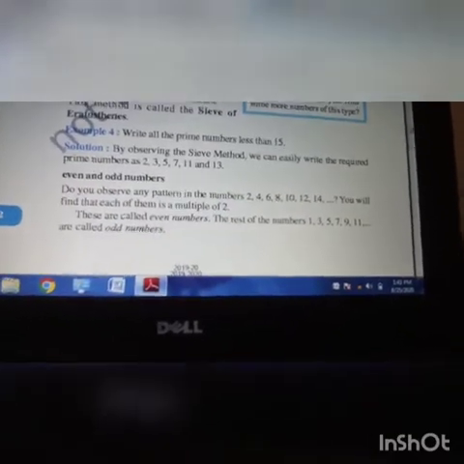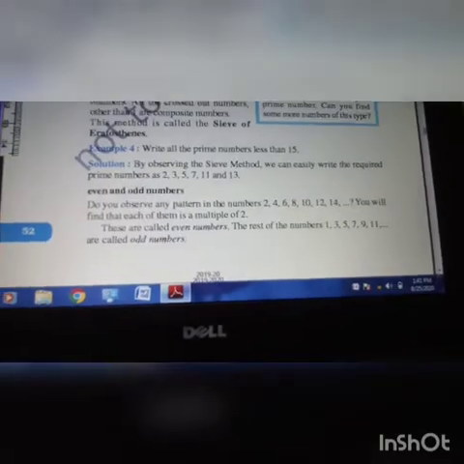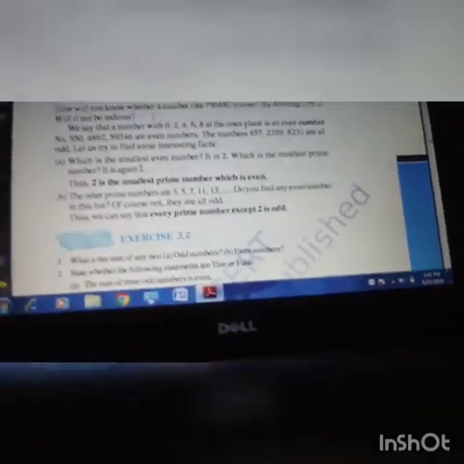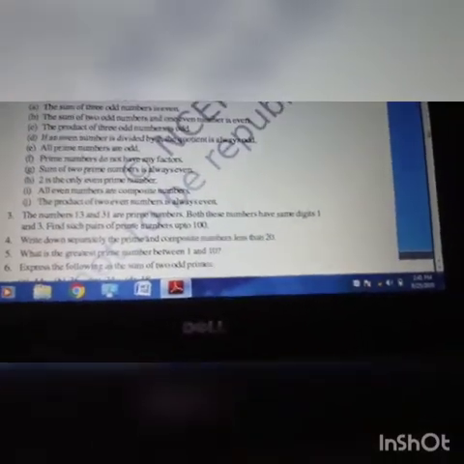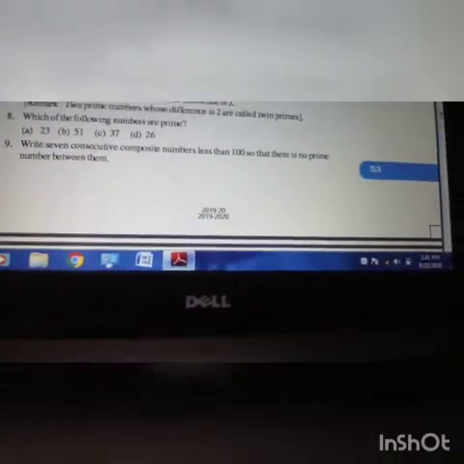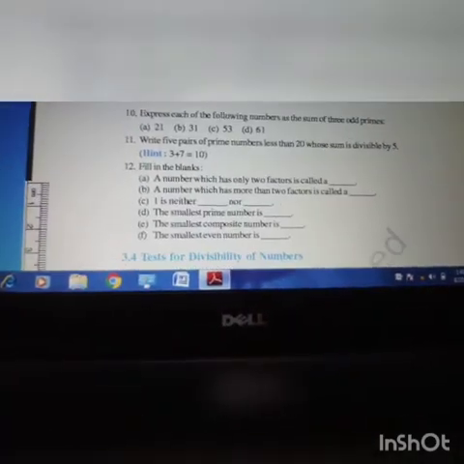Even and odd numbers. Even numbers are multiples of 2. Odd numbers are the numbers other than even numbers. Okay, 2 is the smallest prime number, which is even. So 2 is the only even prime number. Then they have given some 1 mark questions and a few problems. You can learn that. If you have any doubt, check your fair notes.